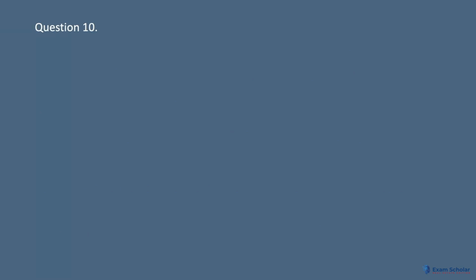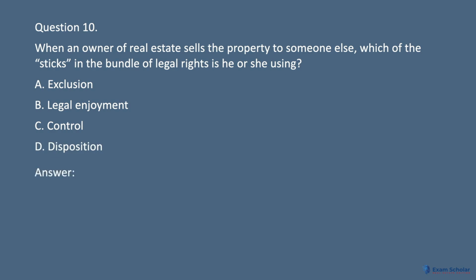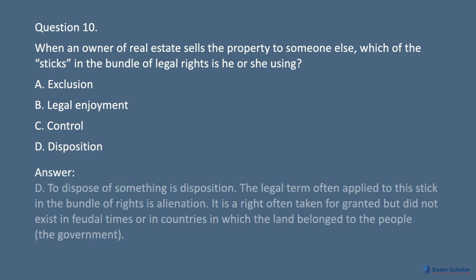Question 10. When an owner of real estate sells the property to someone else, which of the sticks in the bundle of legal rights is he or she using? A. Exclusion. B. Legal enjoyment. C. Control. D. Disposition. Answer. D. To dispose of something is disposition.